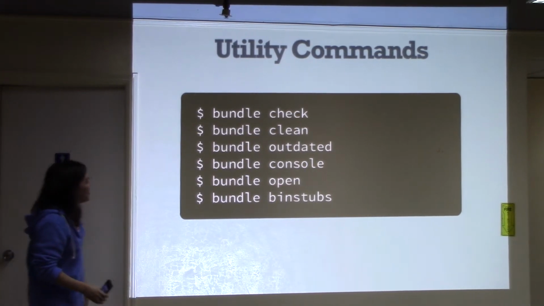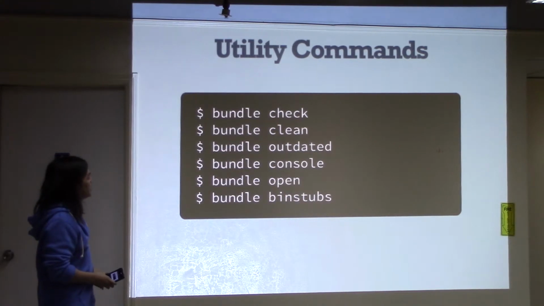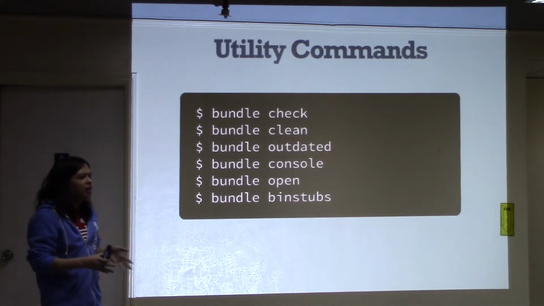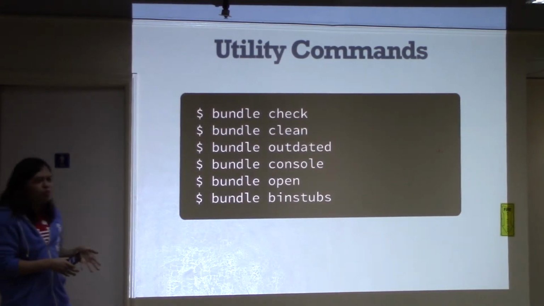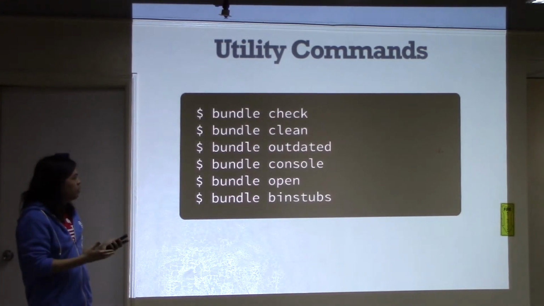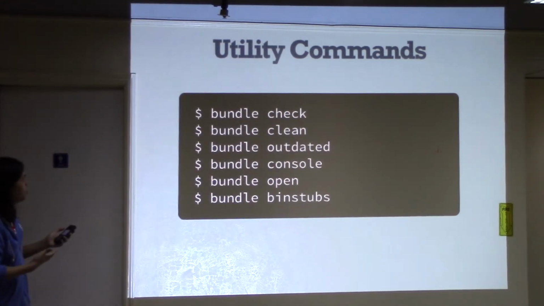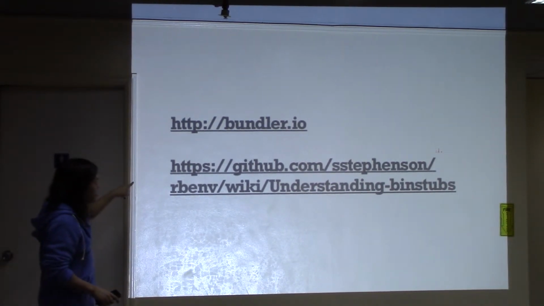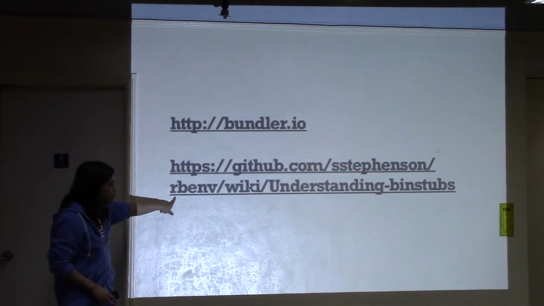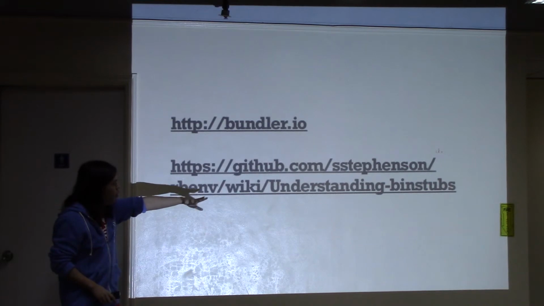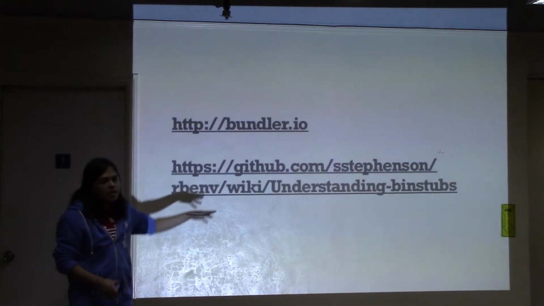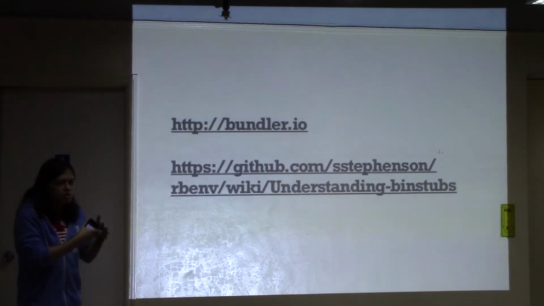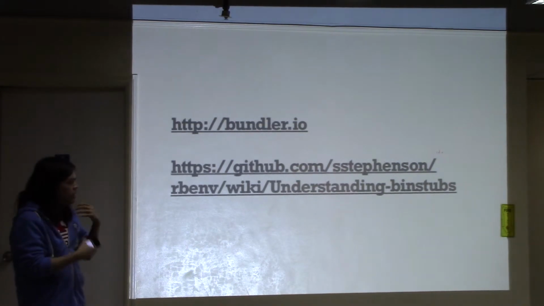So these are the utility commands that we discussed: bundle check, clean, update, console, open, and binstubs. As I've said, there are 19 commands in version 1.7 of Bundler. So you can check them out with bundle help, or go to their website. And for those of you who are not familiar with bin stubs, this is actually a good article. It's under the RBenv wiki GitHub page, but the article isn't actually specific to RBenv. It discusses it in the context of Bundler, RBenv, and RVM, so it's quite generic and it explains the concept very well.